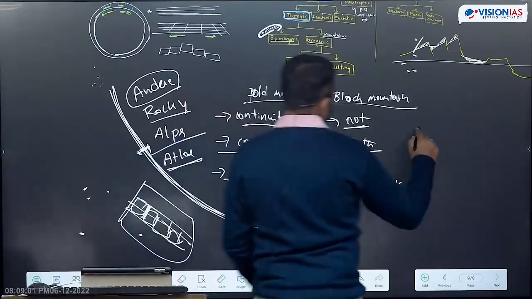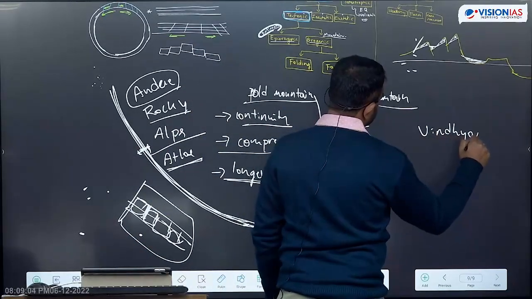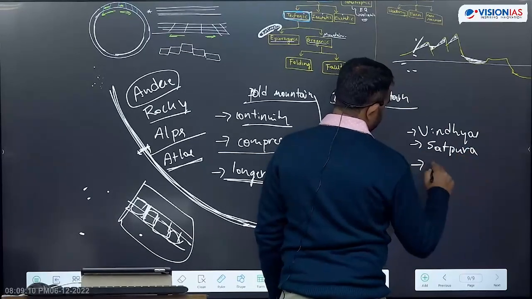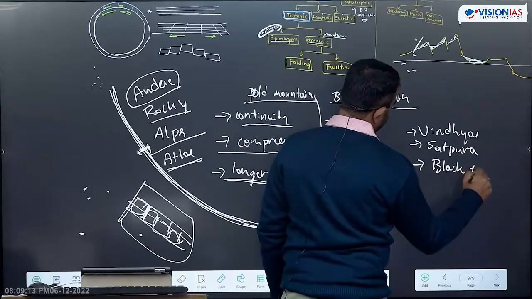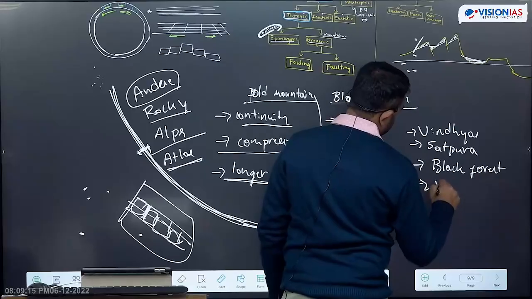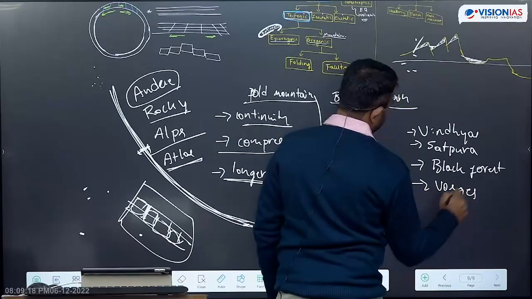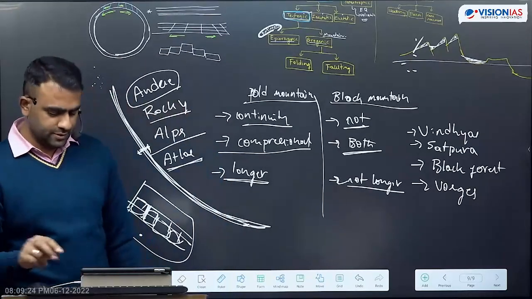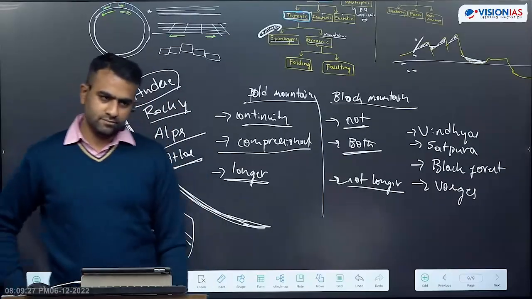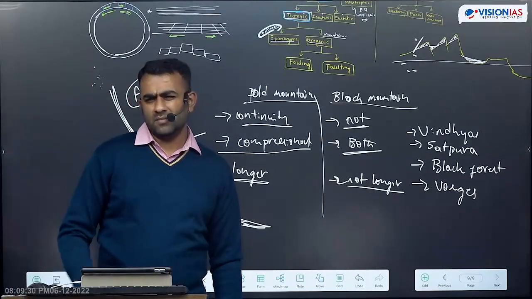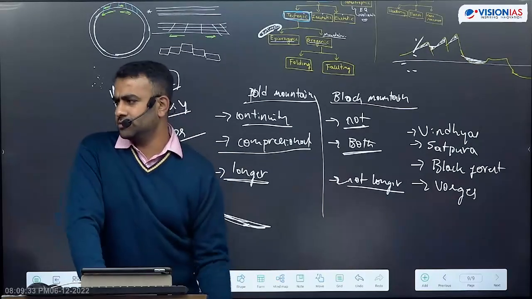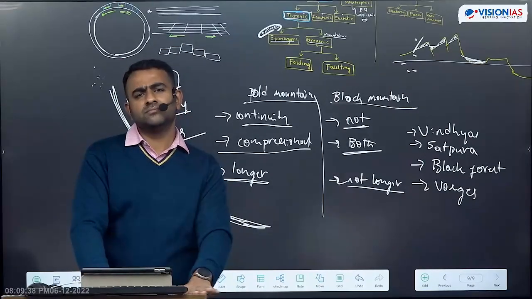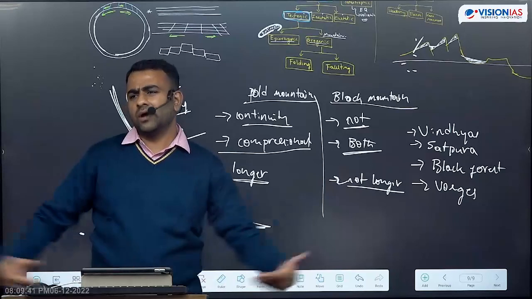Block mountains: Vindhyas, Satpura, Black Forest, Vosges. Usually fold mountains do not form there. They are hard rocks. The faulting has happened on a large scale, but they are not as elongated as Himalayas.